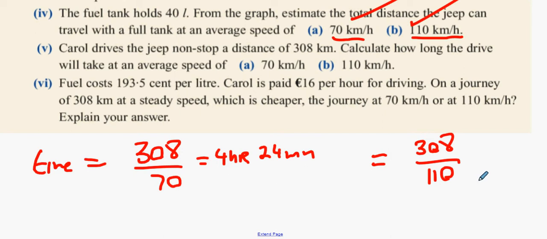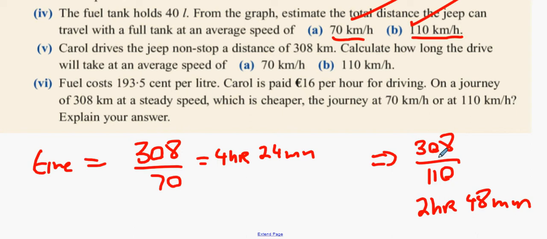Change it into hours and minutes. 2 hours 48 minutes. Is that right? Yeah, it is. Good man, Joe. Lads, so travelling at 110 kilometres an hour is obviously a lot faster. But what's the problem when you travel faster? You're more likely to use more fuel and it'll cost you more money.